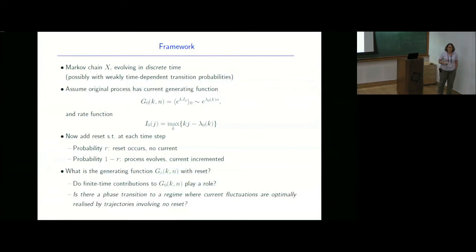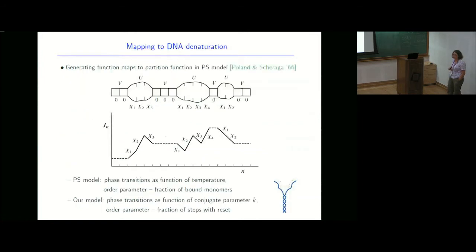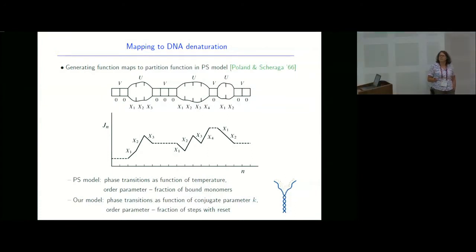So is there a phase transition of this sort? And it turns out that we can answer that question very easily and say quite a lot more by making a mapping to a much older problem. So this is the Poland-Scheraga model of DNA. It's over 50 years old now. And the idea of DNA, remember, is that it has two strands, and they're kind of wound together, and you're interested in the conditions on which they can be pulled apart, denatured.